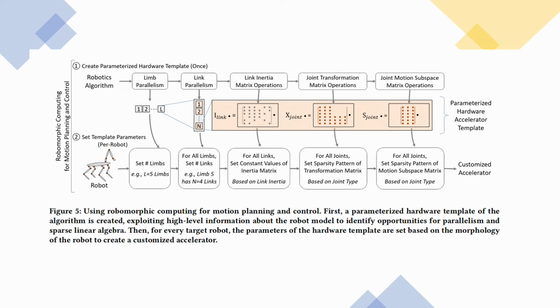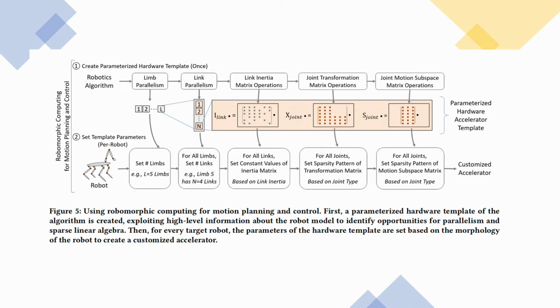We are seeing how robomorphic computing for motion planning and control works. Initially, it creates a parameterized hardware template. In this, first they implemented the robotic algorithm, and then they went with the limb parallelism, and then they checked with the link parallelism, and then with the inertia matrix operations, and then it includes the joint transformation matrix operations, and finally it includes the subspace matrix operations.